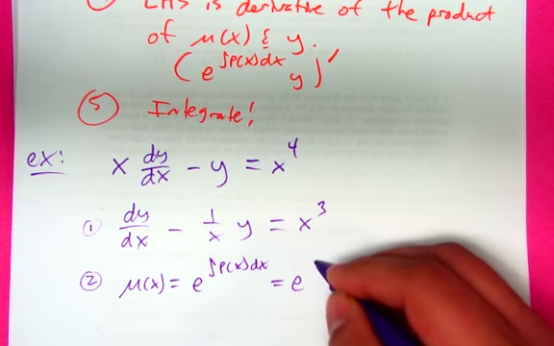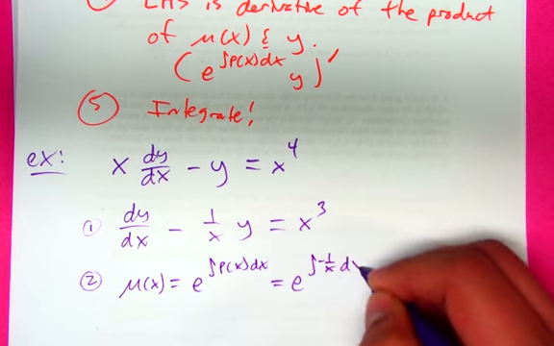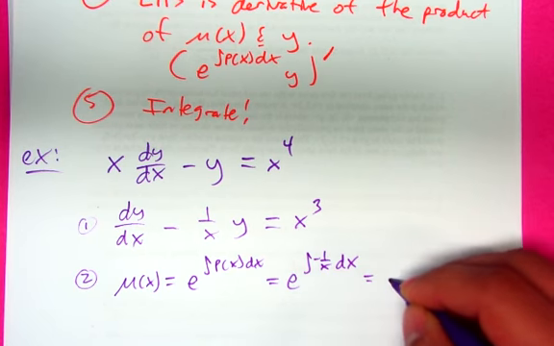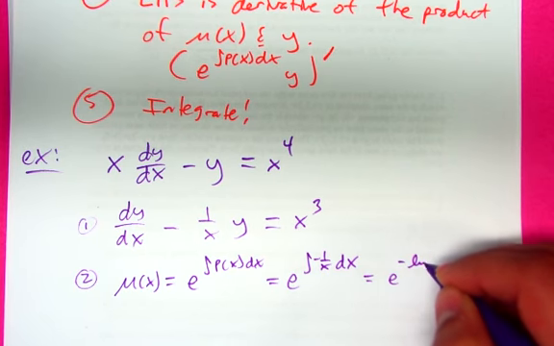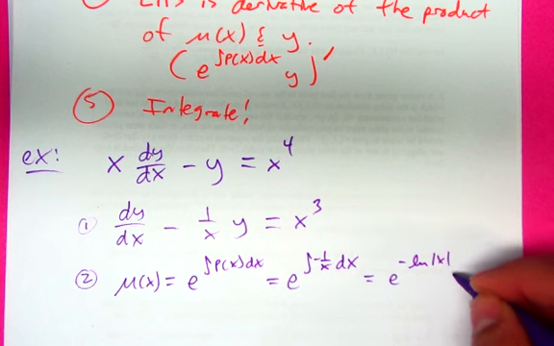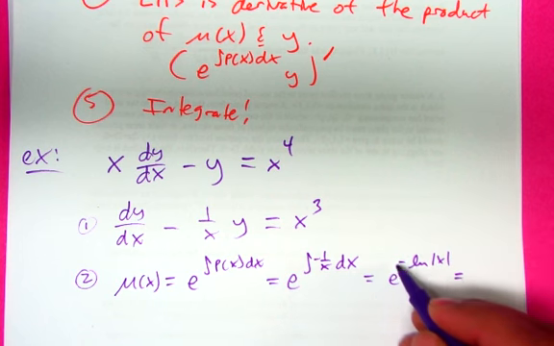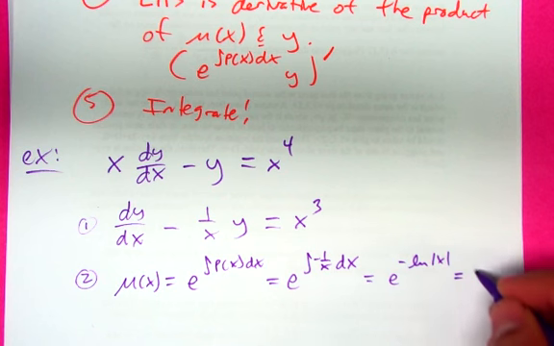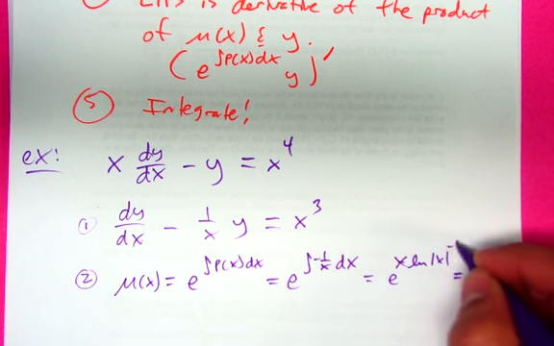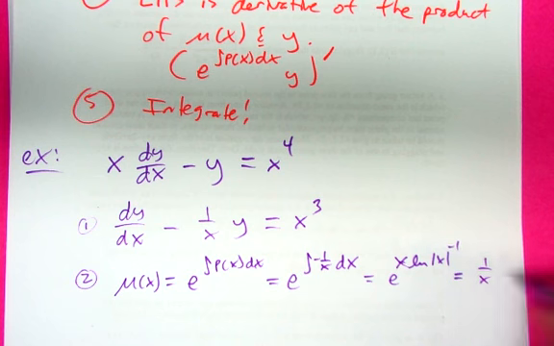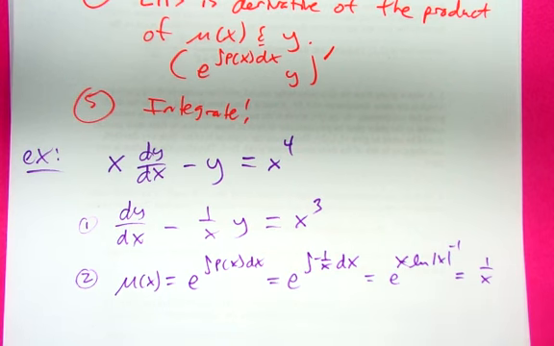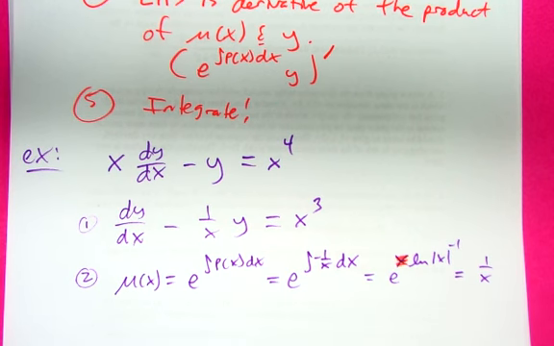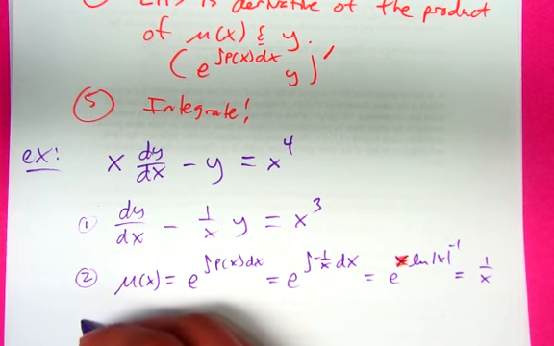Yes, so we have e to the integral of minus 1 over x dx, which becomes e to the minus natural log of x, which is really the same thing. If I put the little coefficient here, put it into the exponent of x, does that make sense? So I'm going to cross this out and put it here, 1 over x. Okay. So this is the integrating factor.